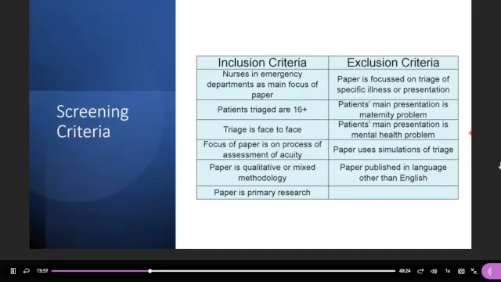For the exclusion criteria, we excluded papers that were focused on specific presentations of illnesses, because these will quite often have their own identifying methods that don't generalise. If the patient's main presentation was maternity or mental health, these were also excluded. If there was, again, a mix, that was acceptable, but where they focused on these had their own processes and own pathways. Papers that used simulations of triage were excluded. We wanted actual real-life information on how the nurses do it. And papers published in languages other than English were excluded.